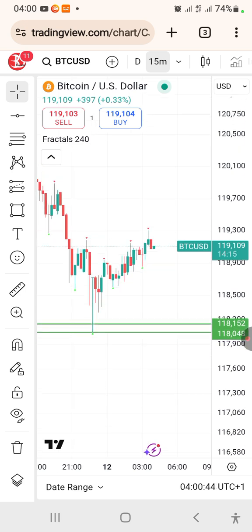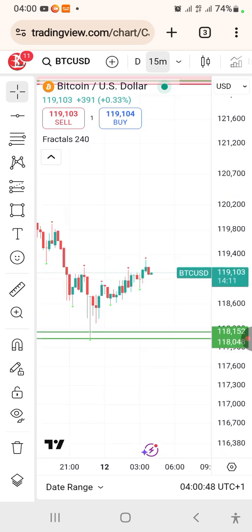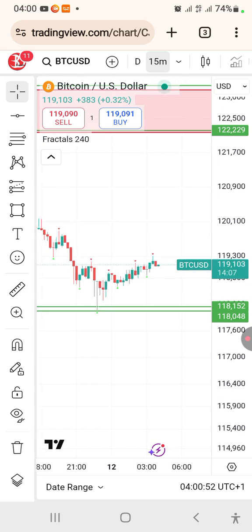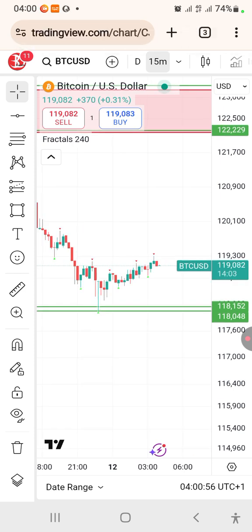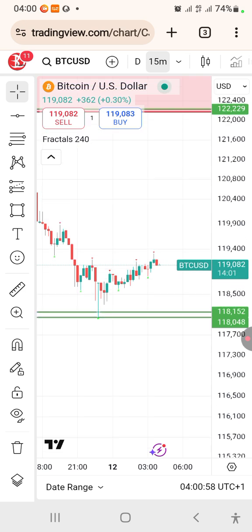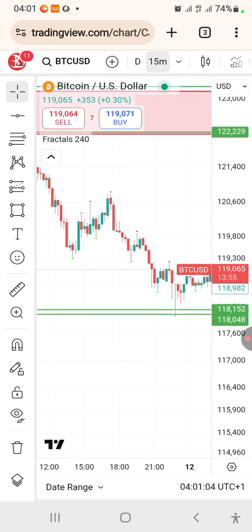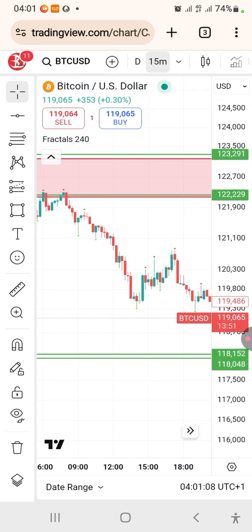Right now, for you to take the trade, all you need to do is to look at the previous swing highs and swing lows. Now, let me just get it clear.